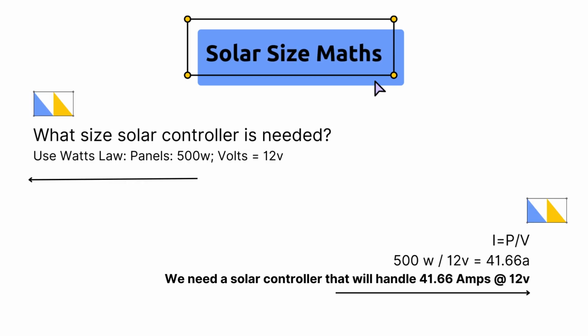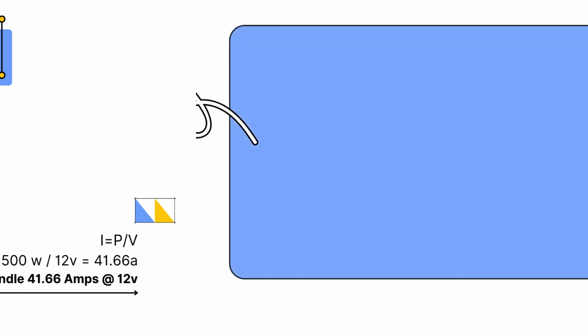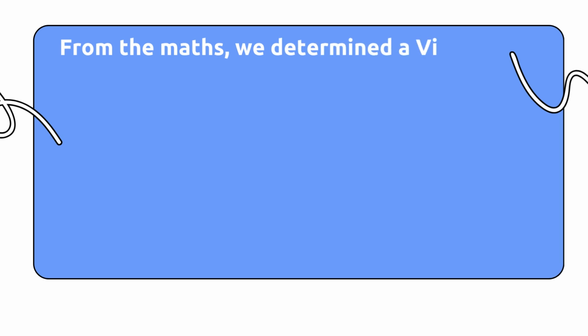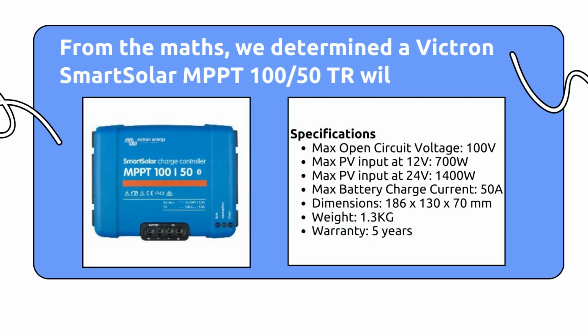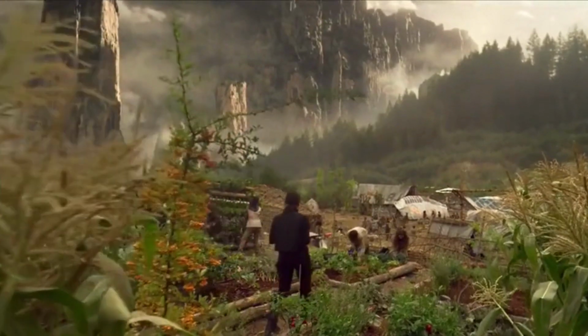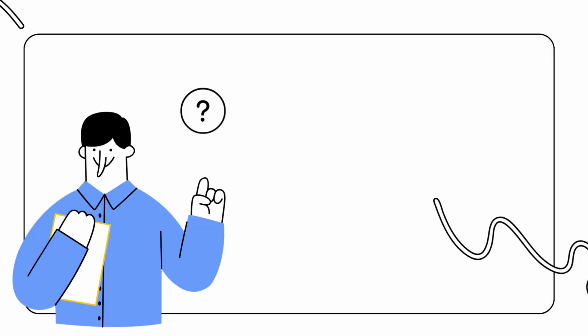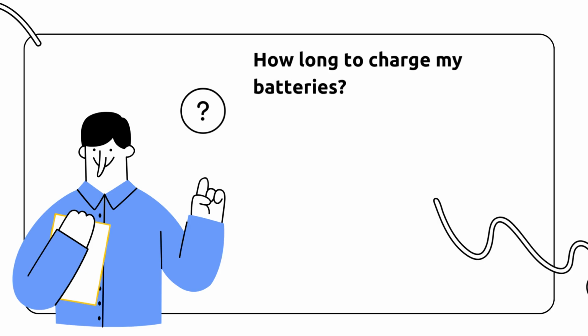So using Watt's law again, we can determine the size of the solar controller, the solar regulator that we need. So we've got 500 watts of solar divided by 12 volts gives us maximum of 41.66 amps that controller needs to handle. Now we go buy one. The solar arrays have been optimized. So that's fine, we know the size of the solar controller that we need, but just how long will it take to charge my batteries?